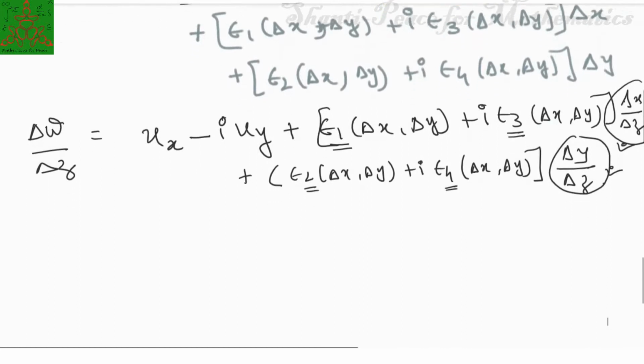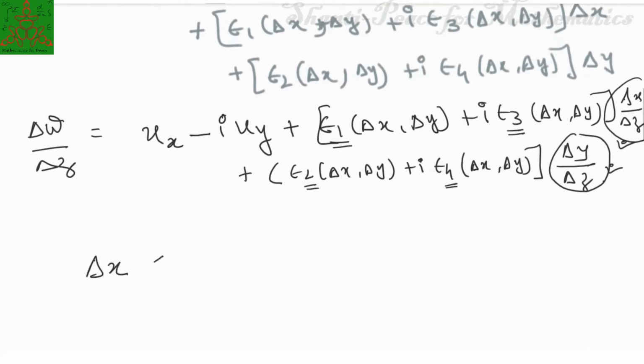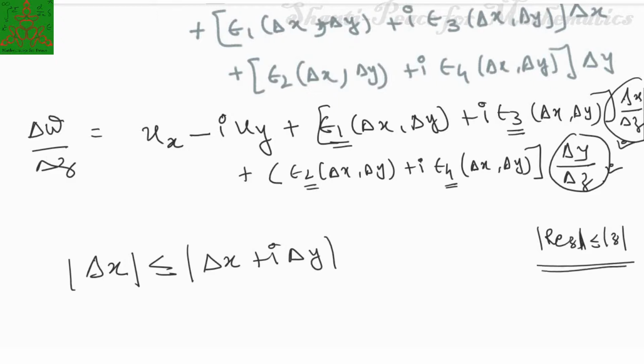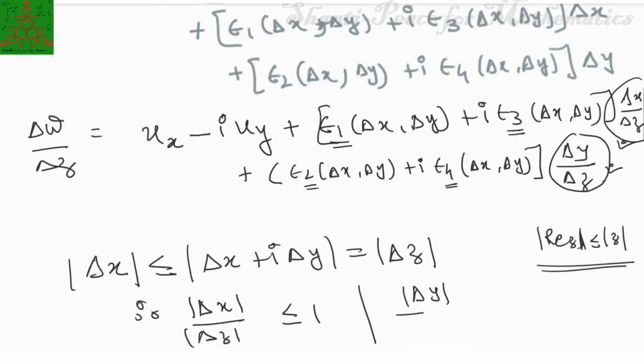So delta x is always less than or equal to mod of delta x, which is always less than or equal to mod of delta x plus i delta y, since the real part of z is always less than or equal to mod z. Due to this we can have this, and this is what there is, mod delta z. So we'll have here that mod delta x upon mod delta z is less than or equal to 1. Similarly mod delta y upon mod delta z will be less than or equal to 1.